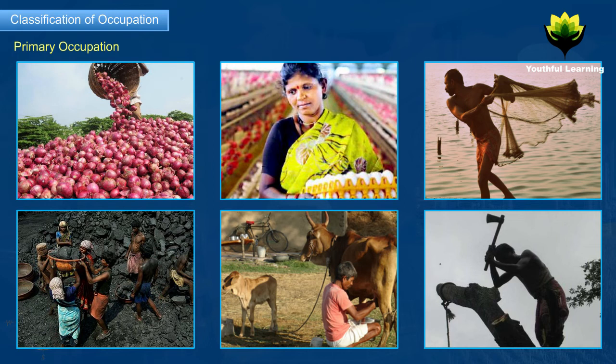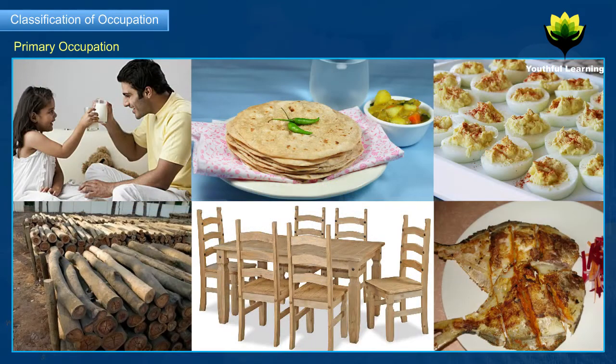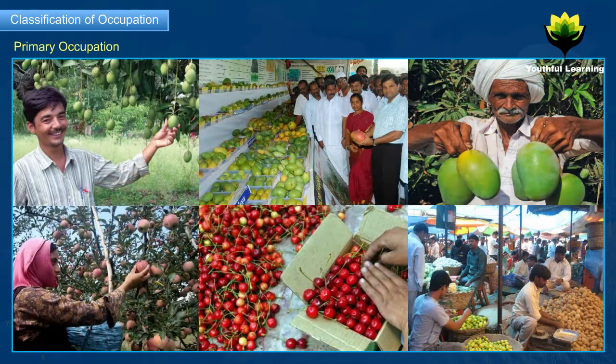It involves procuring diverse products from nature. These products can be used as they are or modified. Gathering and using some products is also a primary occupation.